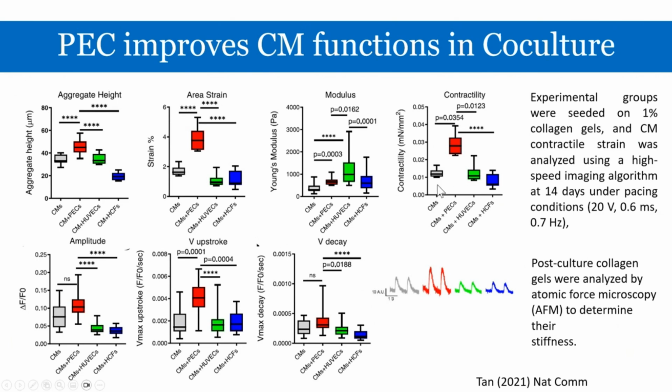We also see the improvement in contractilities and also the calcium handling, measured by the amplitude, V-upstroke, and decay. We don't see much of an increase in the amplitude of the calcium signals, but we see upward trends. And this also has a significant difference as compared to the HUVEC and also human cardiac fibroblast co-cultures. We see very significant V-upstrokes, but not so much of a V-decay. But again, we also see a significant difference as compared to the HUVEC and human cardiac fibroblast co-cultures. This also indicates that PECs are able to improve calcium handling in cardiac co-cultures.